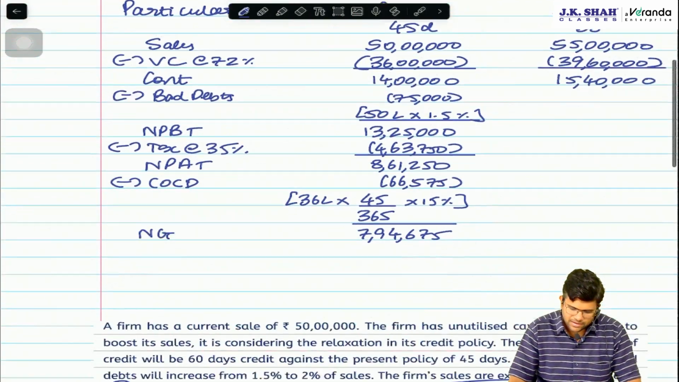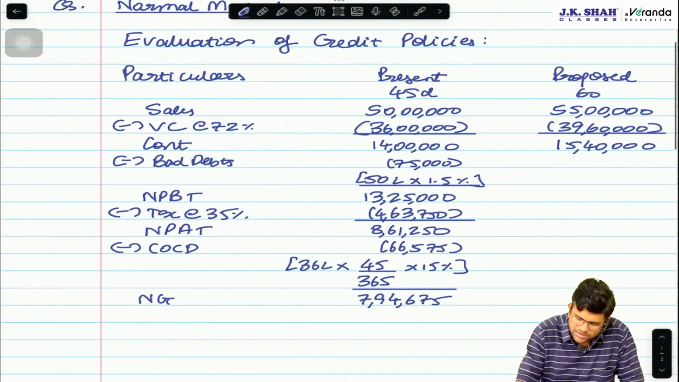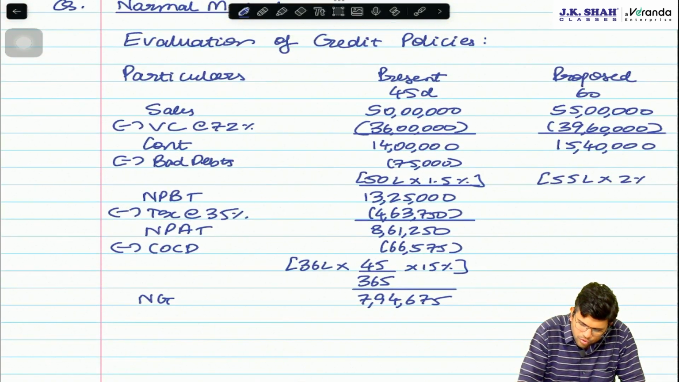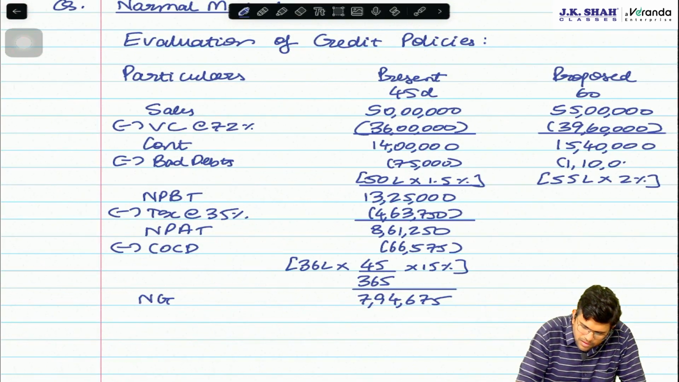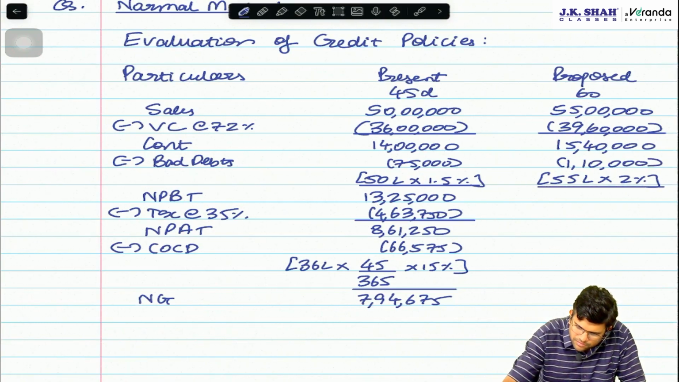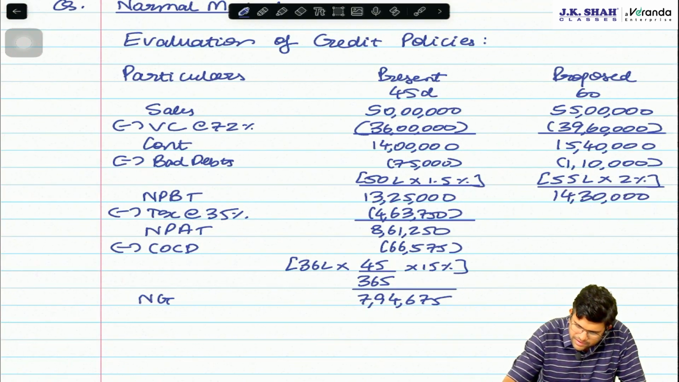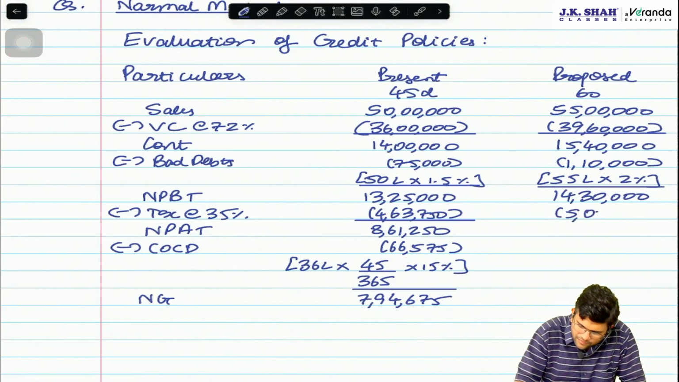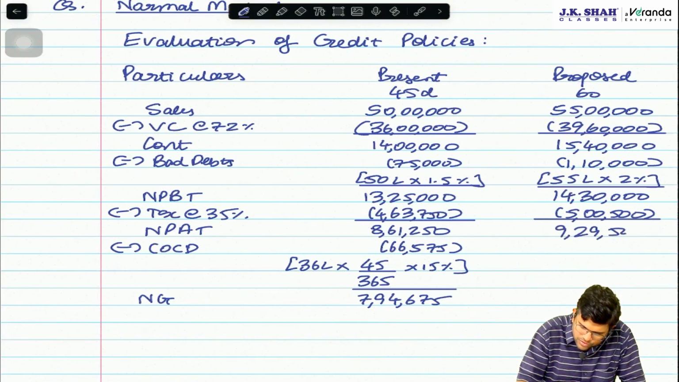As far as bad debts are concerned, do you realize the bad debts will be here 2% of sales, correct? So 2% of sales means 55 lakh into 2%, which is 1 lakh 10,000 bad debts if I remove. So this will be 15 lakh 40,000 minus 1 lakh 10,000, and that comes to 14 lakh 30,000. There is a taxation of 35%, so that comes to 5 lakh 500. I remove tax from 14 lakh 30,000 and I get 9 lakh 29,500.